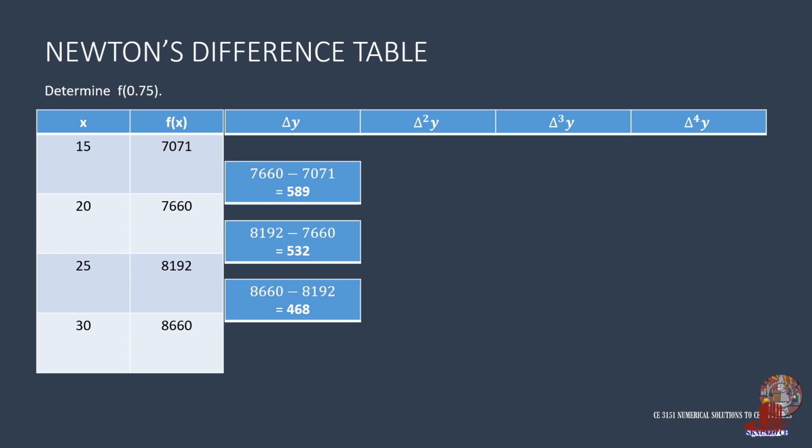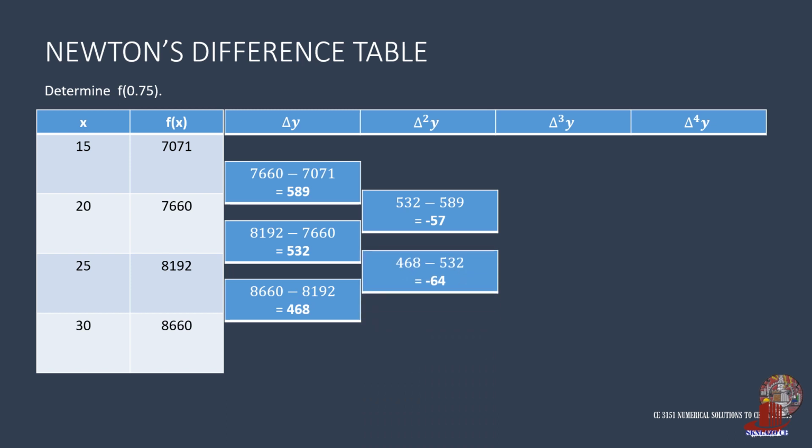For the next level difference, we start with 532 minus 589, giving negative 57. The next is 468 minus 532, which is negative 64. Then the last column has negative 64 minus negative 57, which is negative 7.